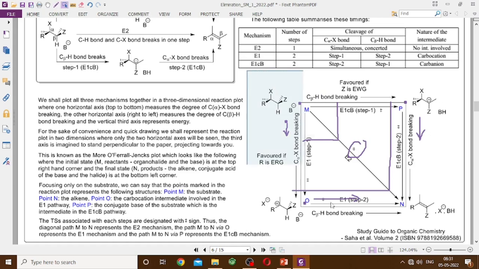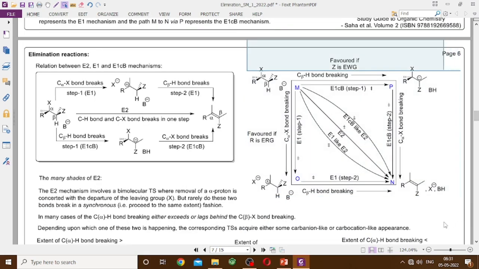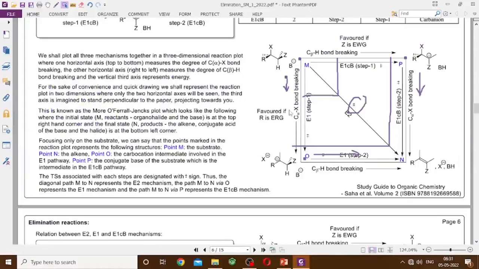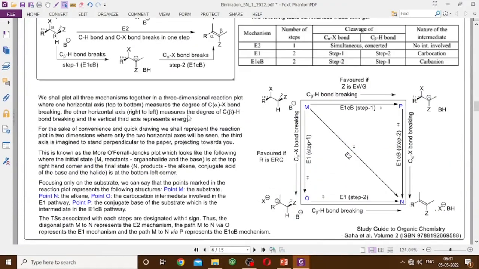But if I travel in alternative directions, I can choose to break the C beta hydrogen bond first so that I can get a Z stabilized carbon ion. That is favored if Z is an electron withdrawing group. That means Z stabilizes the carbon ion here. So that is one of the prerequisites for the formation of this carbon ion. And the transition state for the formation of carbon ion is somewhere here. And then this carbon ion ejects the X minus to give you the alkene. So the transition state is somewhere along these lines.